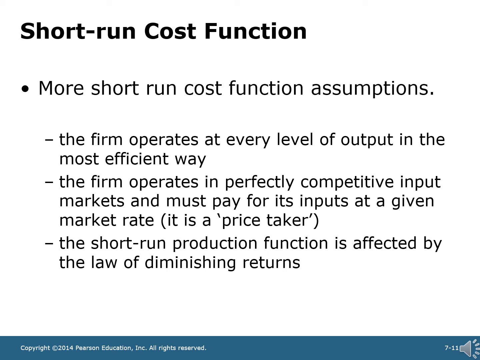understand these relationships. The firm operates in a perfectly competitive input market, and they pay for their inputs at the market rate, so they're a price taker. Basically what that means is they don't have market power that they can tell a producer that they don't want to pay that price, they're going to pay less. They're not able to negotiate down. They have to take whatever the market rate is. And finally, the short-run production function is going to be affected by the law of diminishing returns. We're going to assume that this is happening in the short run as well.